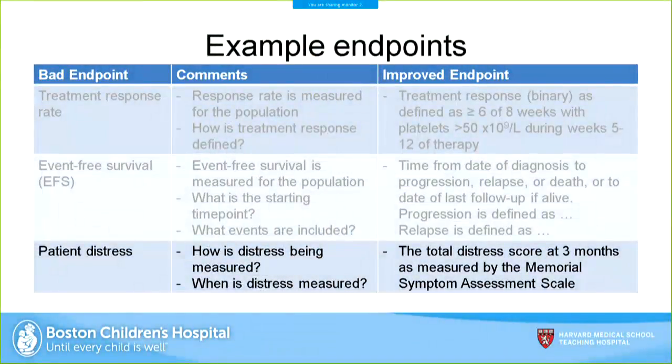So finally, let's say you're interested in patient distress. So the first question is, how are you going to measure distress, and when will this distress measurement be taken? So the improvement or the suggestion would be the total distress score at 3 months as measured by the Memorial Symptom Assessment Scale. So something very specific and something that we can measure very clearly.